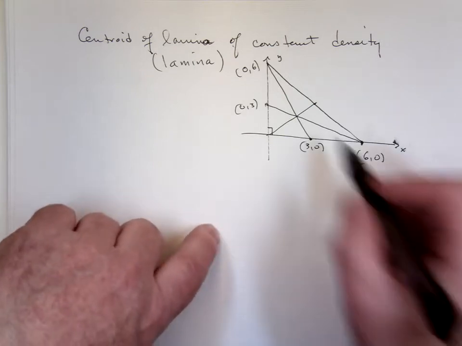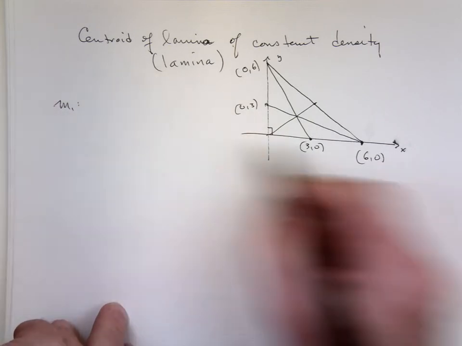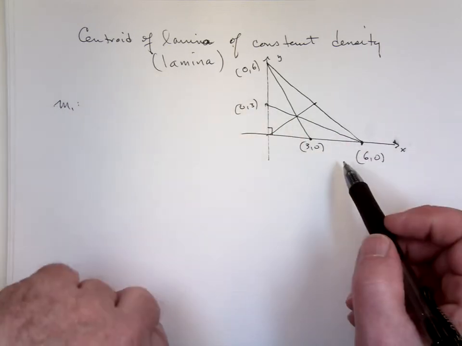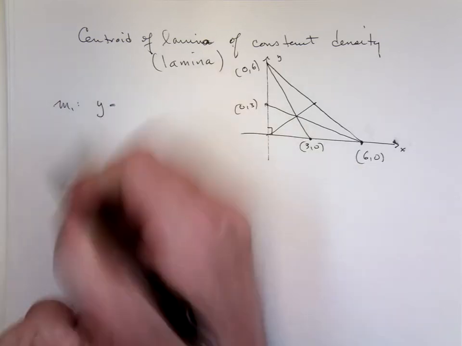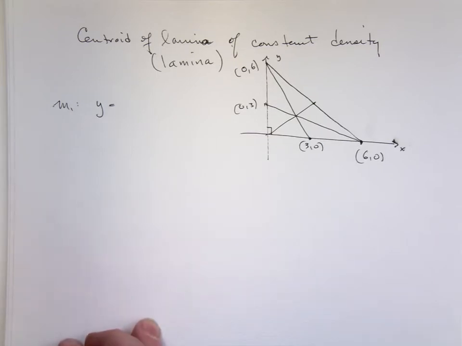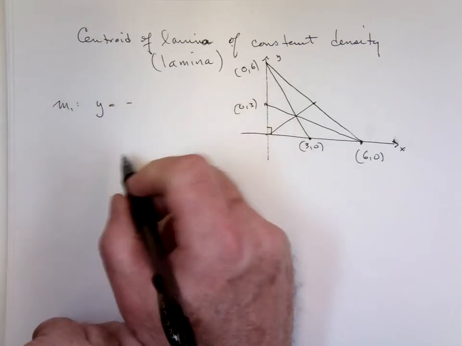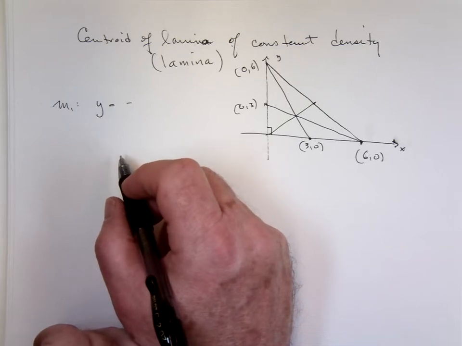What's the equation of this median right here? Not 3 minus x, no. What's the equation of that line is what I'm asking. Negative x plus 3? Negative one-half x plus 3. Right? Yes, that's it. Thank you.